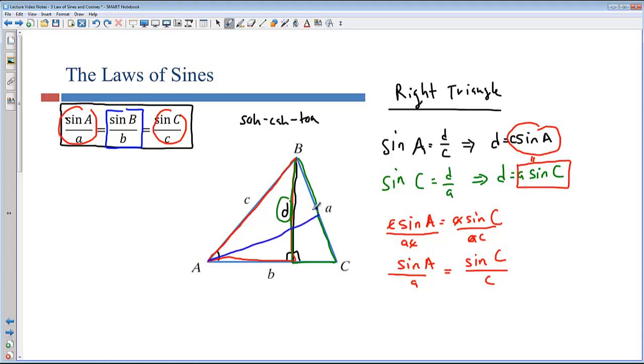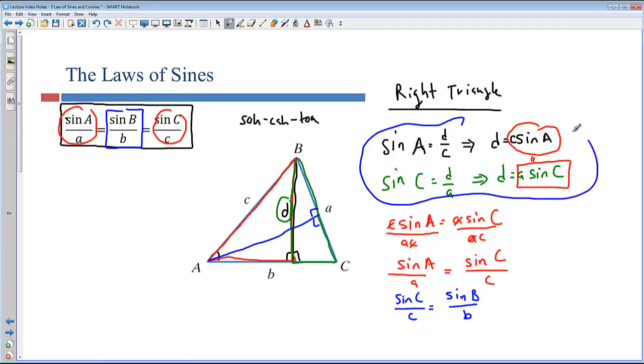And if you do that and repeat the same sort of arguments we did here, basically do the same algebra, what you're going to find is that the sine of angle C divided by little c is equal to, now you have this angle over here, the sine of angle B divided by little b. So you just repeat this process up here, and then the outcome is this expression.